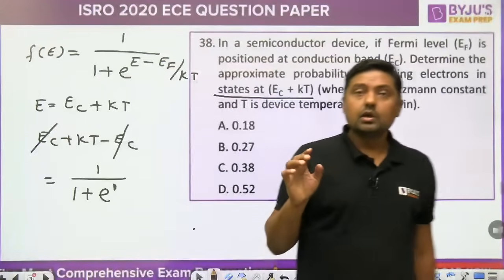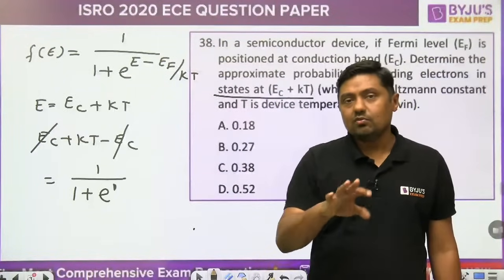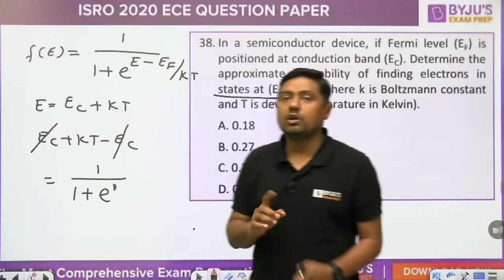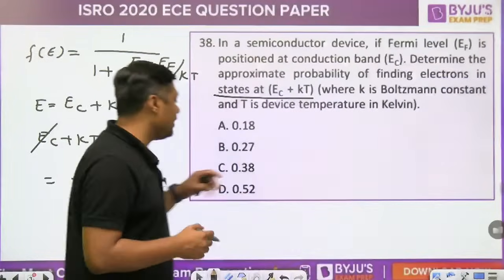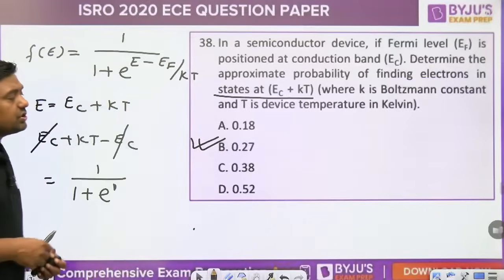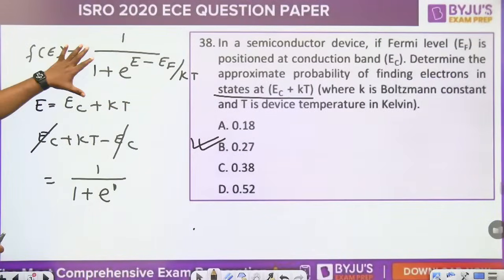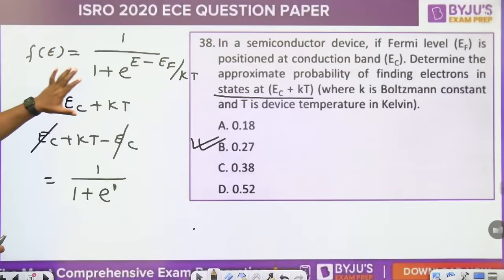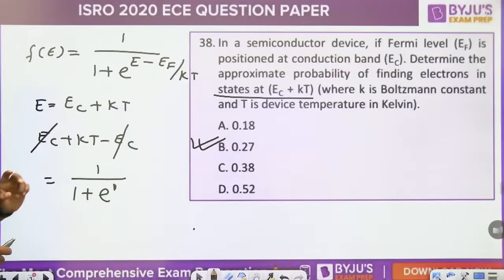As you know, 1 by e is 0.368. Then you can find e raised to power 1, put the value here, and you will get 0.27. What is the answer for this question? 0.27. This is the standard formula for the probability of finding an electron at a particular energy level. This is the first question.